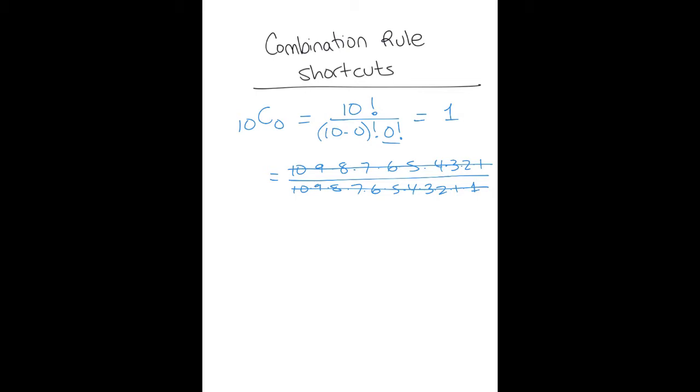So we can write this as a special rule to say n, any trial number, combination 0 will always be equal to 1. This helps reduce some of the steps of the calculations that we have to do.